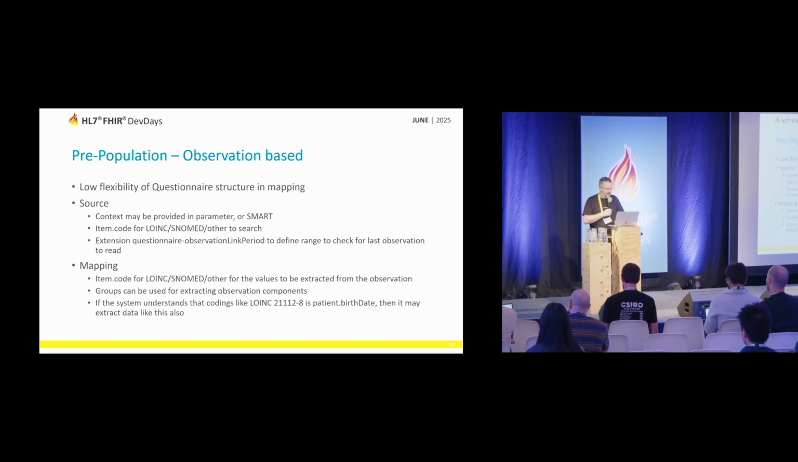So that's pretty simple. And you can do groups if your observations are component models, and if the system understands things like specific LOINC values are patient.birthdate, you could do stuff like that, but the number of systems that are going to know that is probably pretty low. So know your target when you're doing your design work.